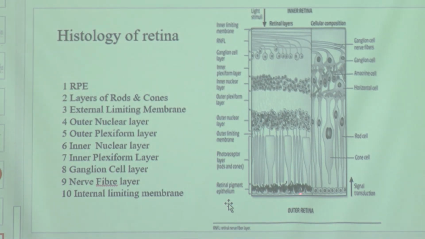This is the pigment layer. Okay. Then we are getting the layer of rods and cones. Rods and cones, they are the photoreceptors. Rods for dim light vision and cones for bright light vision.